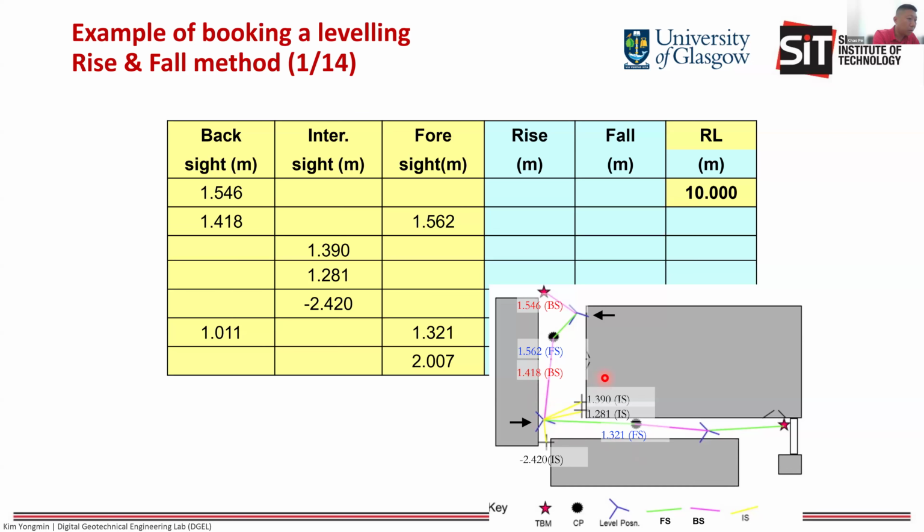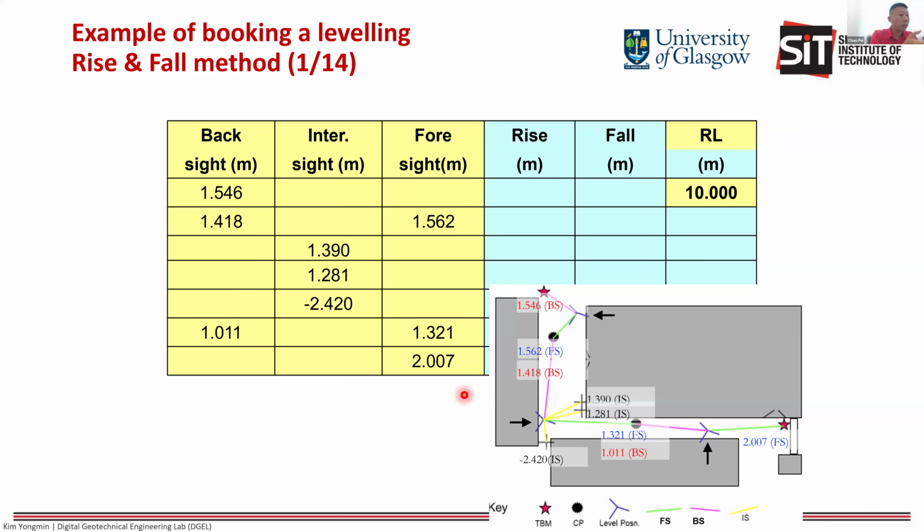You keep the staff there and change your level again to the third position. Then you read your backsight first. The new reading becomes 1.011, and your foresight reading gives you 2.007. So you record accordingly. Now the level taking is all completed.